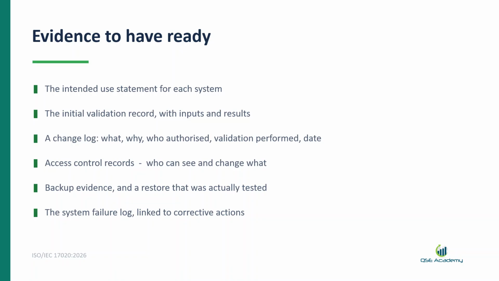Access control records showing who can see and who can change what, which answers the unauthorized access part of 7.5.2a. Backup evidence, and crucially a restore that you actually tested. An untested backup is a plan, not a safeguard. And the system failure log, linked to your corrective actions, which is 7.5.2c. 6 documents, none of them large. Start with the intended use statement this week because everything else hangs off it.